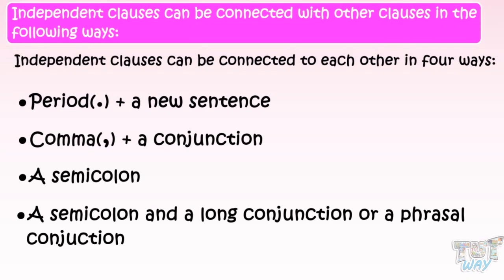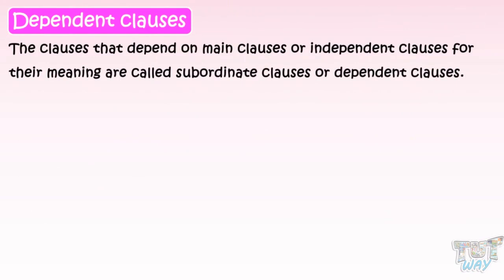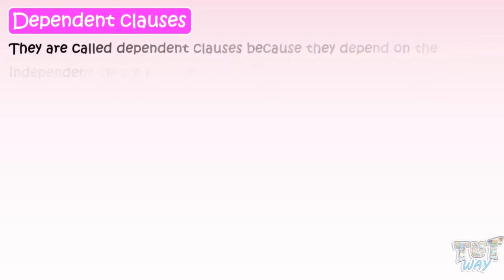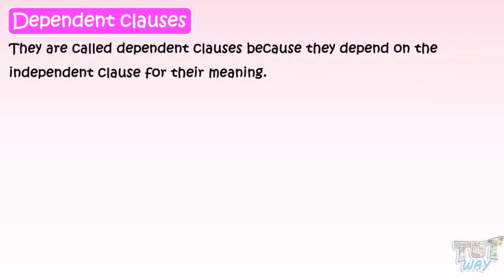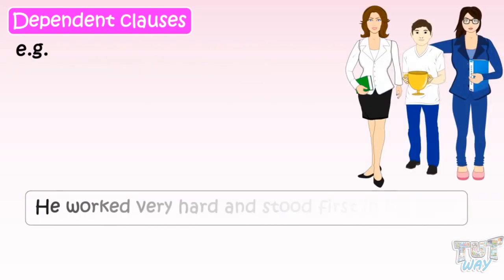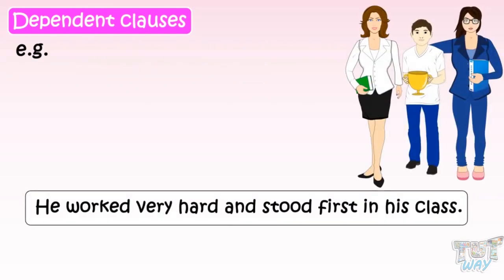Now let's learn about dependent clauses. The clauses that depend on the main clauses or independent clauses for their meaning are called subordinate clauses or dependent clauses. They are called dependent clauses because they depend on the independent clause for their meaning. As shown in the example, he worked very hard and stood first in his class.